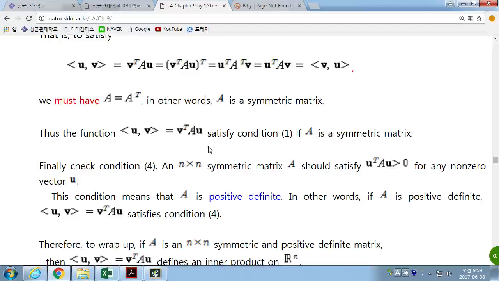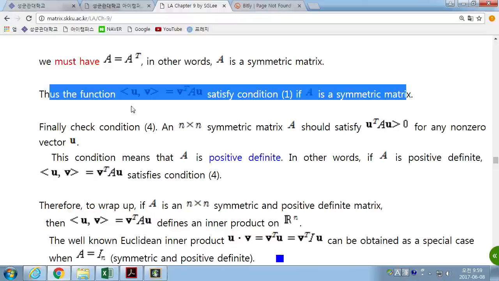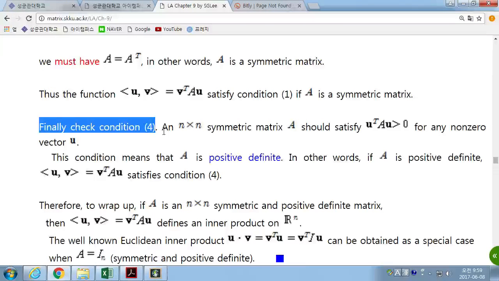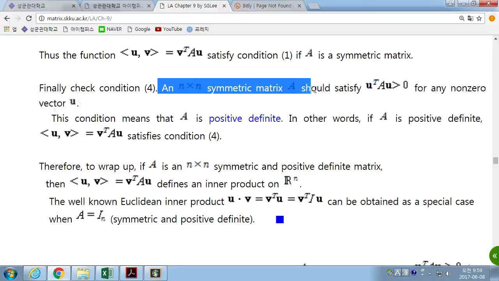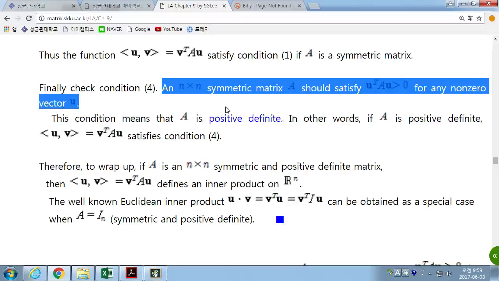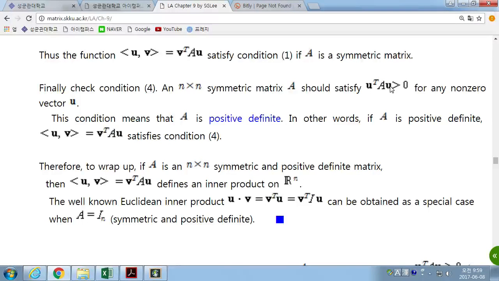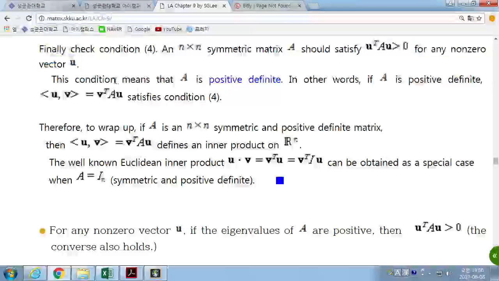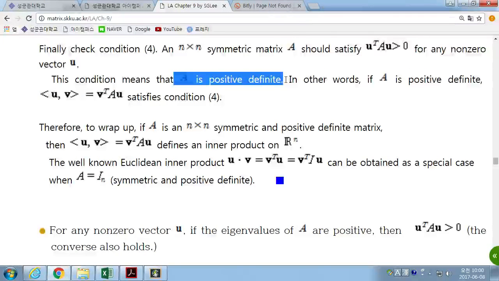Next. If A is a symmetric matrix, then the first condition is okay. So we only need to check the fourth condition now. An n by n symmetric matrix must satisfy this for every non-zero vector. So we should have U transpose AU always non-negative, and in particular positive for any non-zero vector U. When this condition is satisfied, it means that A is positive definite. In other words, if A is positive definite, then the inner product is always positive, and if it is equal to 0, then U should be 0.